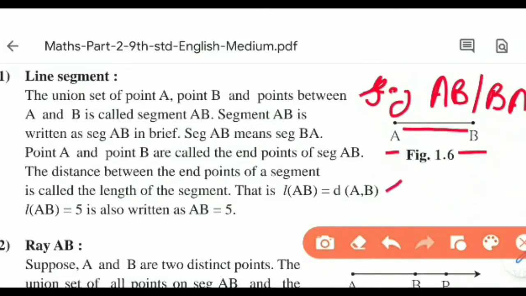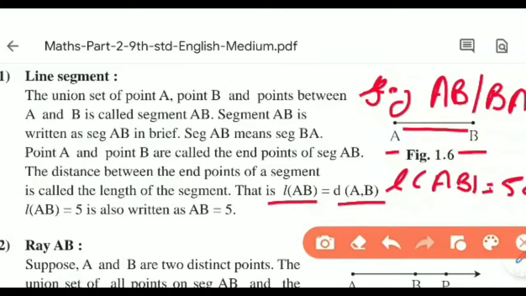And we can write it as length of AB is equal to how much? 5 centimeter, 7 centimeter, whatever is the measure, in that way we have to write. And one more point they told you here, that length of AB is equal to the distance between A and B.